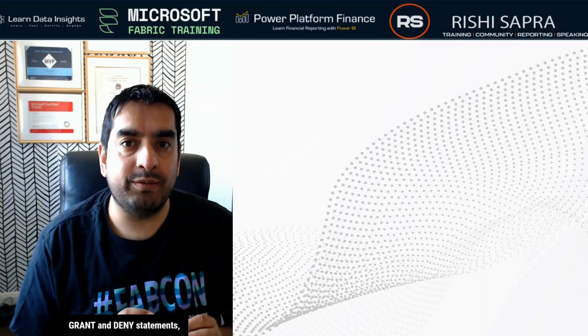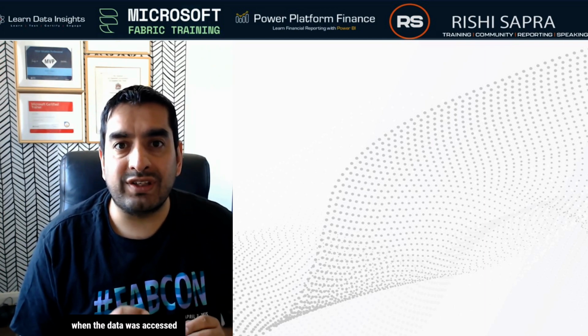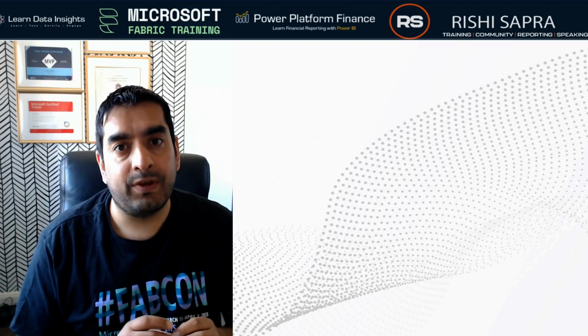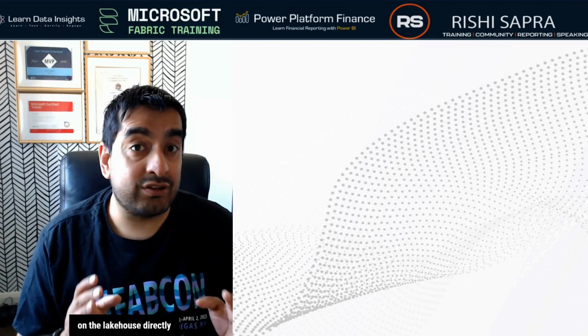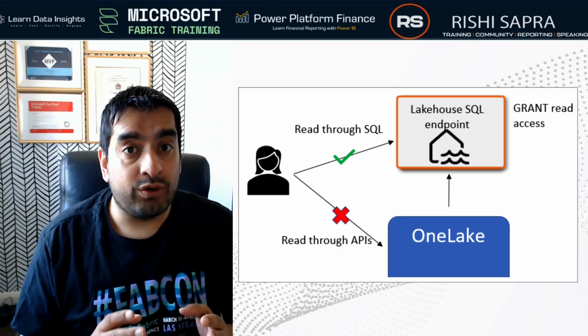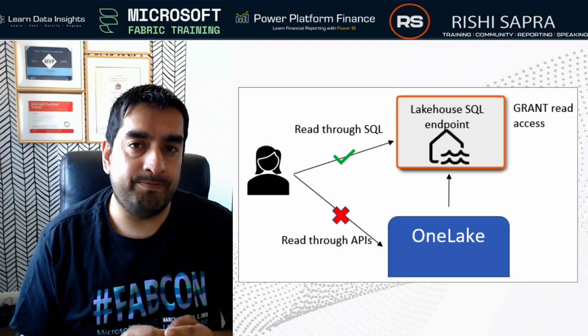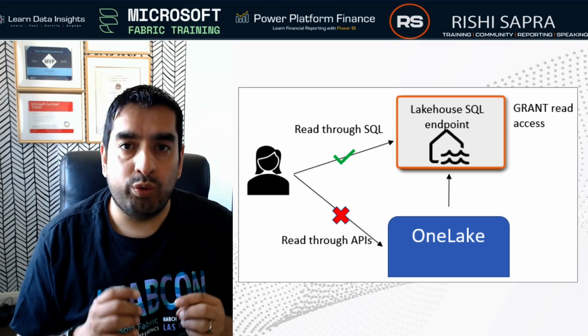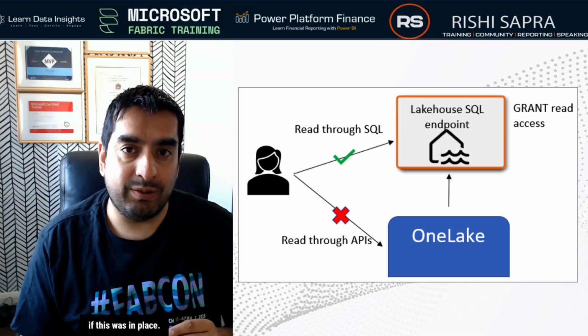Up until now, you've had to set row and column-level security directly in the SQL engine through grant and deny statements, but this would only be enforced when the data was accessed via the SQL endpoint. Those who had permissions on the lakehouse directly could bypass this, and it would be enforced in a semantic model only through a direct query connection. Any direct lake models would fall back to direct query if this was in place.